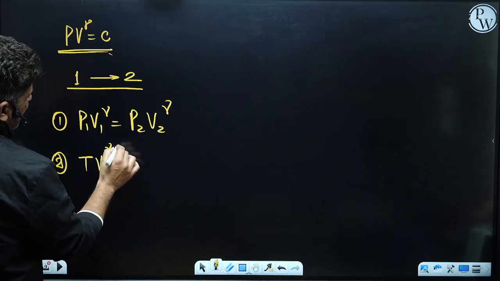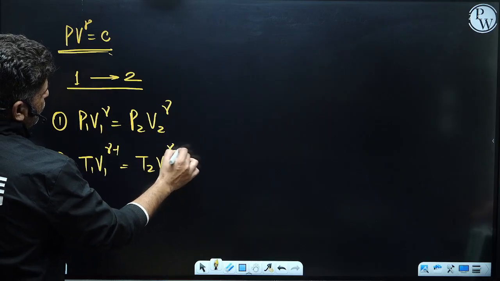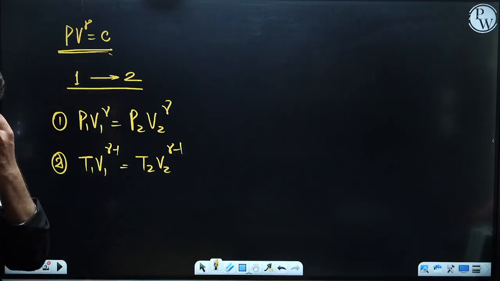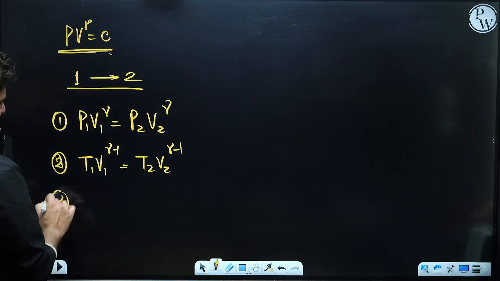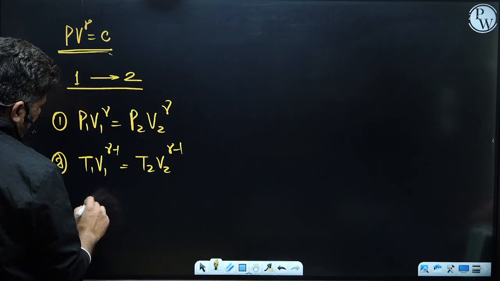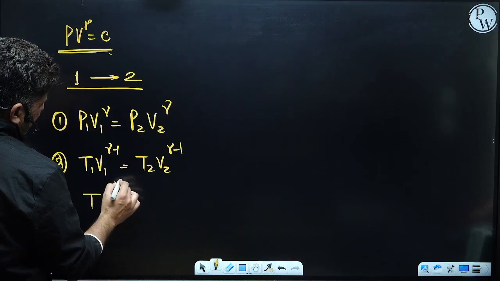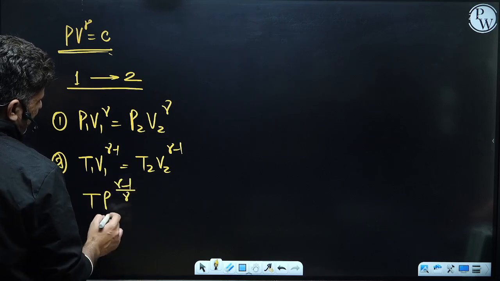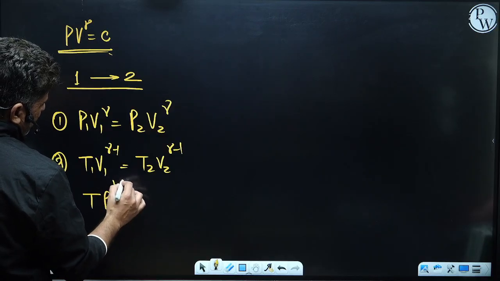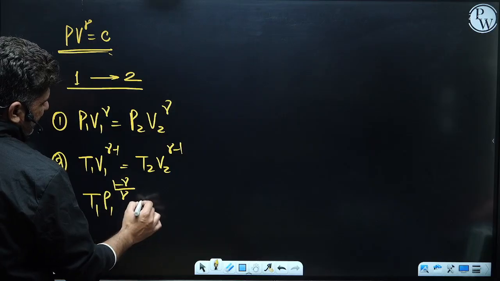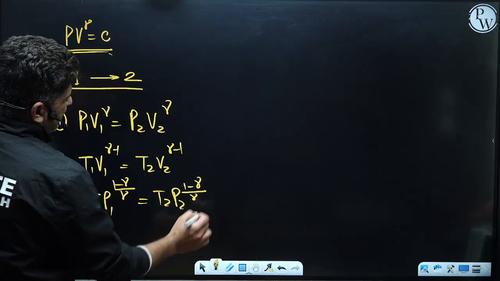Similarly, when this relation is converted in terms of temperature and volume, this can become TV to the power gamma minus 1. T1 V1 to the power gamma minus 1 is equal to T2 V2 to the power gamma minus 1. This is the second relation that we use. And the third relation that we use is in terms of pressure. So, T P to the power gamma minus 1 over gamma, or 1 minus gamma over gamma. T1 P1 to the power 1 minus gamma over gamma is equal to T2 P2 to the power 1 minus gamma over gamma.